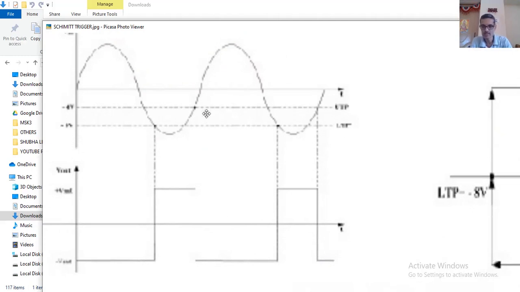It's minus 8 and minus 4, and the output changes between plus VSAT and minus VSAT. So this is about the working of the Schmitt trigger. Now we will go to the lab and I'll explain how to conduct the experiment.